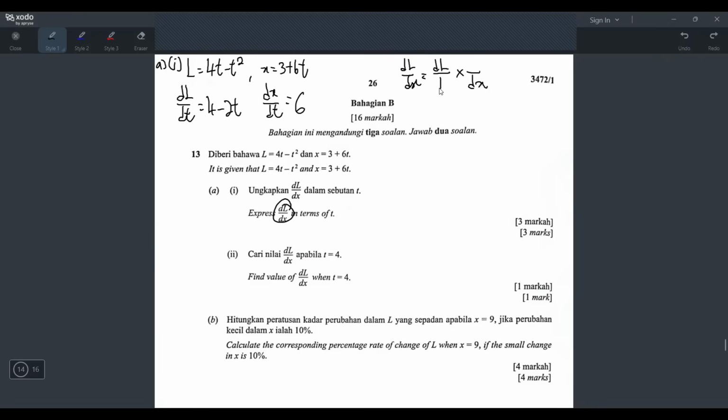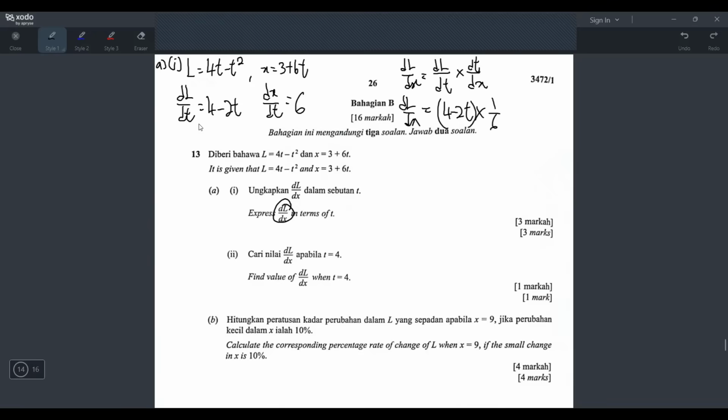So what do you think I'll put here? Of course, dx. No, not dx. dt, right? Okay, dt. Because if you put like this, then the dl/dt you can substitute with 4 minus 2t, right? And then the dt/dx you can substitute with 1/6, right? And then you can find your dl/dx, right?